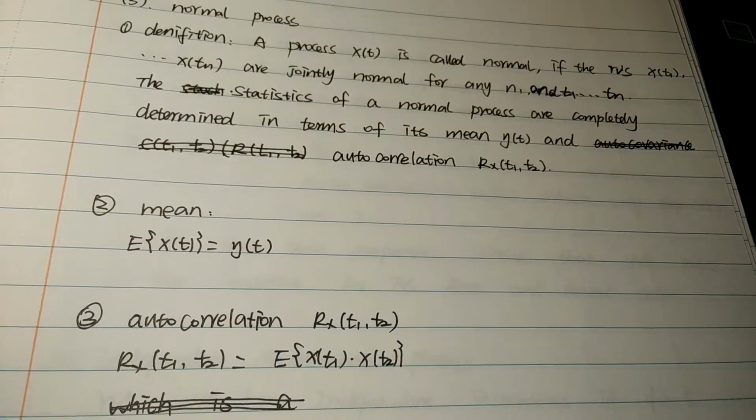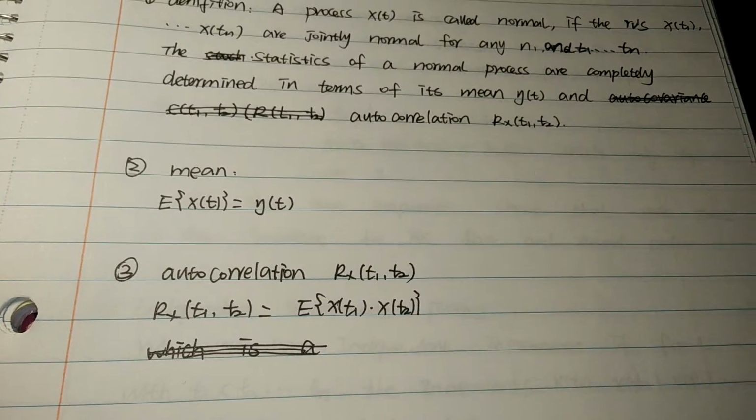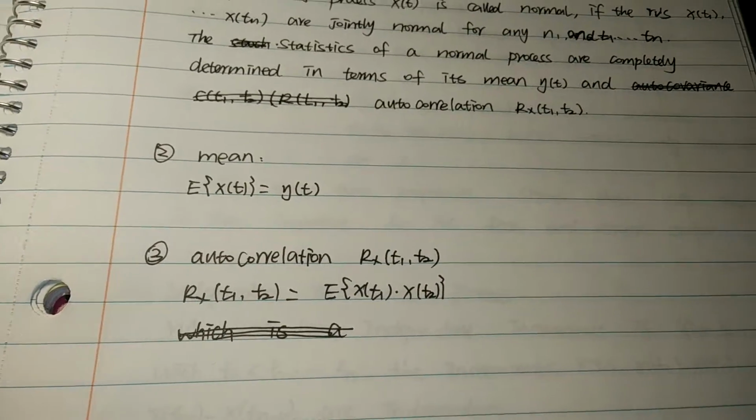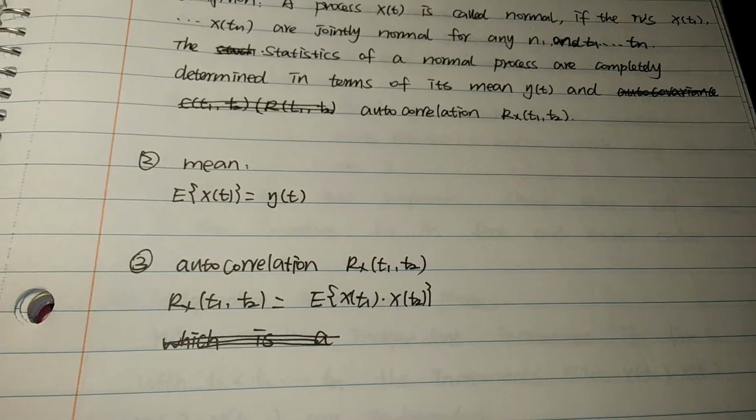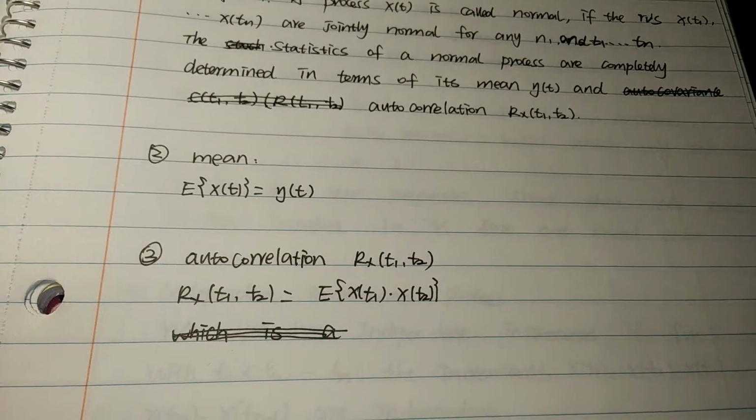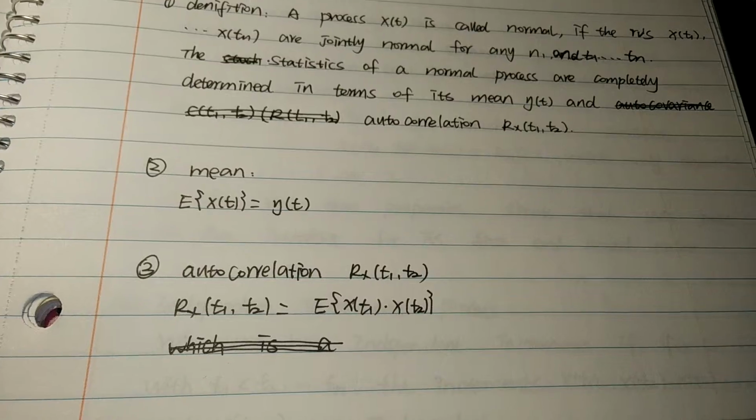Rx of t1, t2. The mean is the expected value of x of t equals eta of t. The autocorrelation function R is the expected value of x of t1 times x of t2.